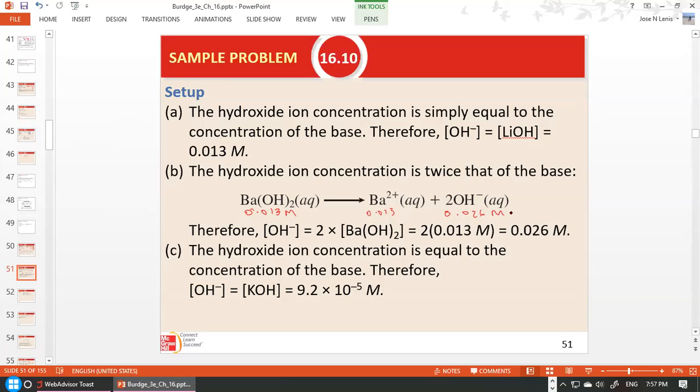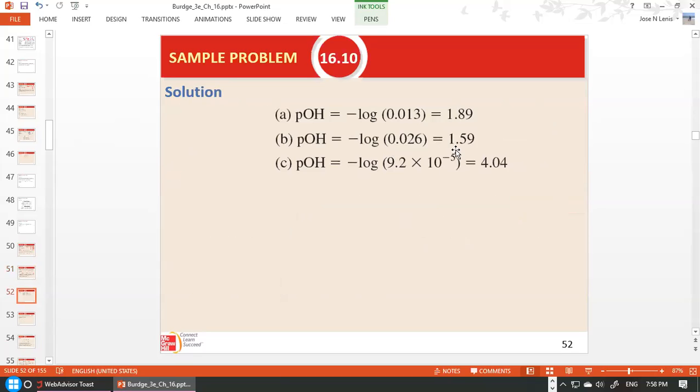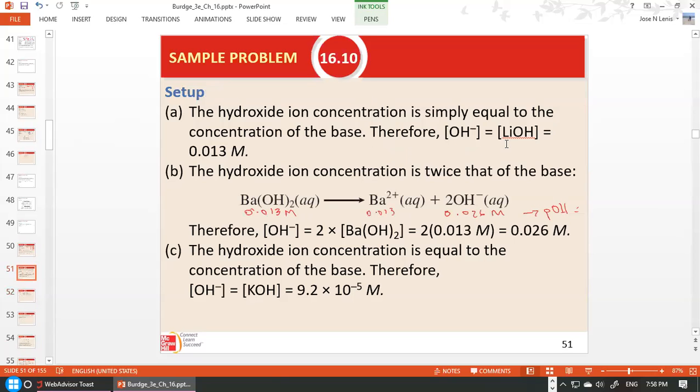Now, you can find the pOH from here, because this is the concentration of OH minus. You cannot find pH from here. You find only pOH, because that's what you have. And that will be 1.59. You see these two hydroxides with the same concentration, but for this one, the stoichiometry is different. So pay attention to that.